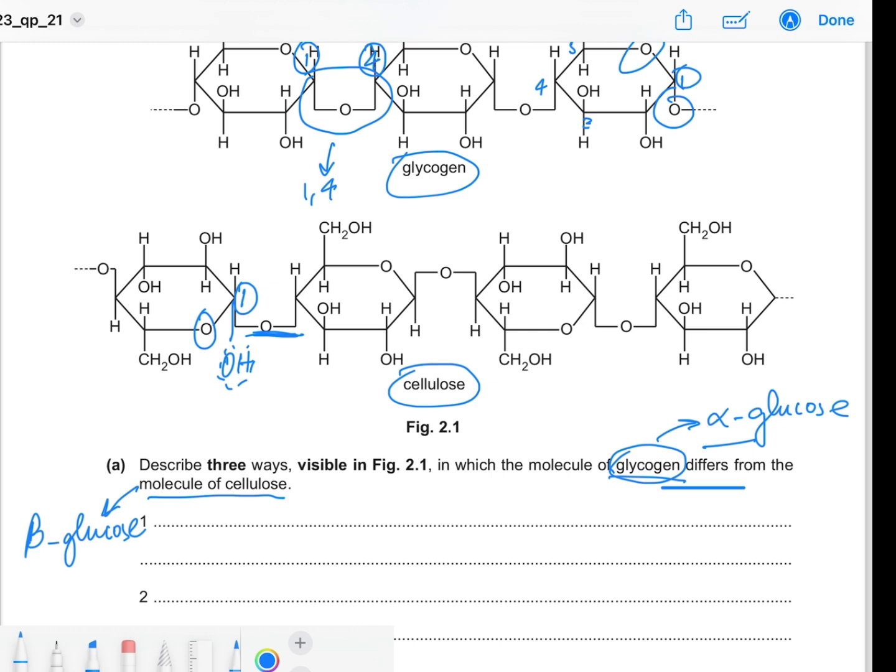Okay, so the three differences can include the fact that cellulose is made up of beta glucose molecules, whereas glycogen is made of alpha glucose molecules. Cellulose has an unbranched structure, whereas glycogen has a branched structure due to 1,6 glycosidic bonds that connect the glucose molecules together. On the other hand, in the cellulose molecule, the adjacent glucose molecules are joined together by 1,4 glycosidic bonds.